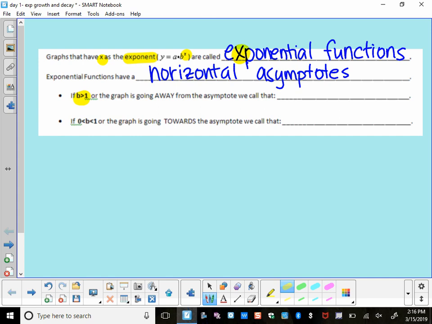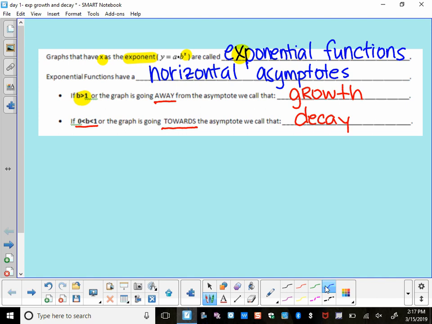All right, so the b is basically what's attached. If you look at this equation, y equals a times b to the power of x, your b is whatever is attached to your exponent. If you have a b that is larger than 1, it goes away from the asymptote, and we call that a growth. If our b is smaller than 1, it goes towards the asymptote, and we call that a decay. That is a very big part of this lesson. Our mini quiz will ask you, how do you know if it's a growth or decay?